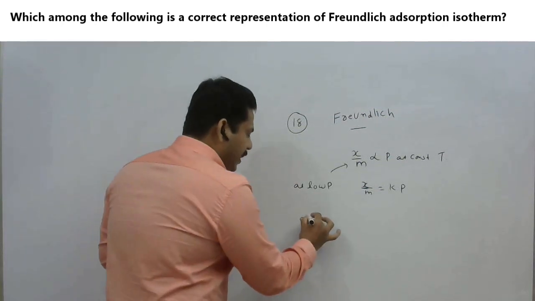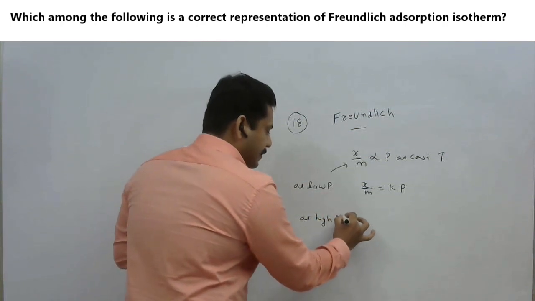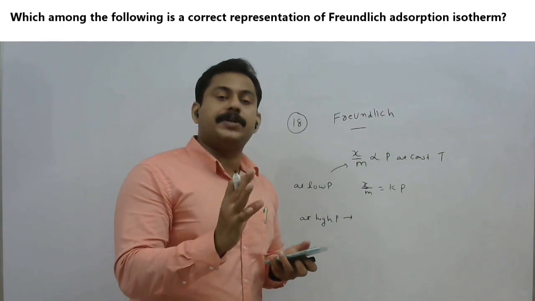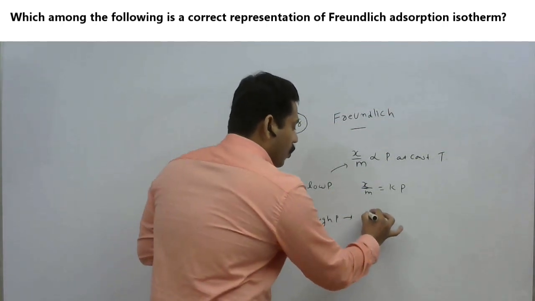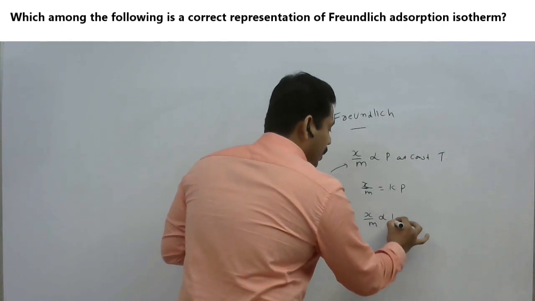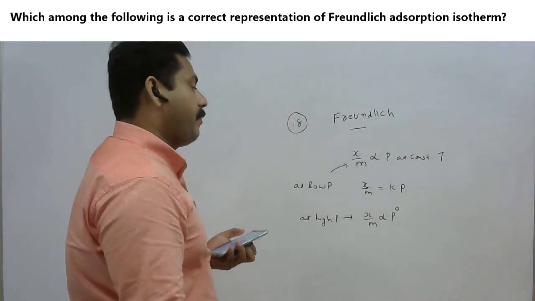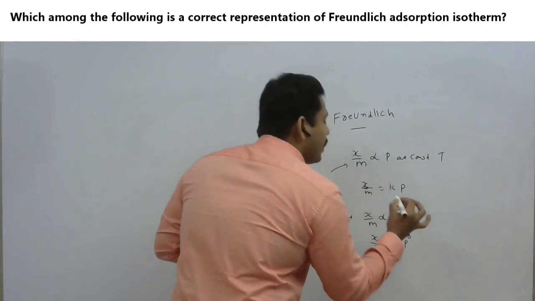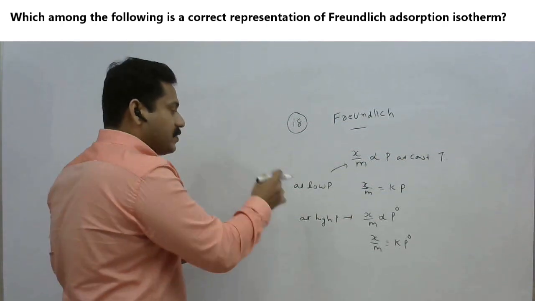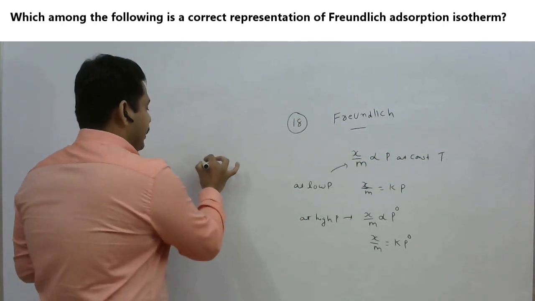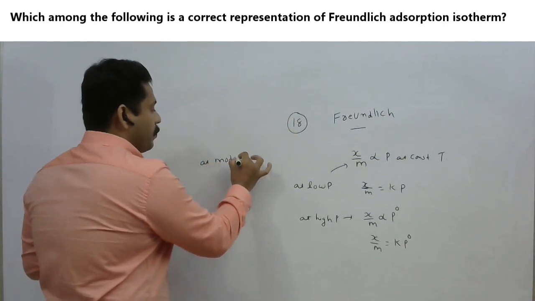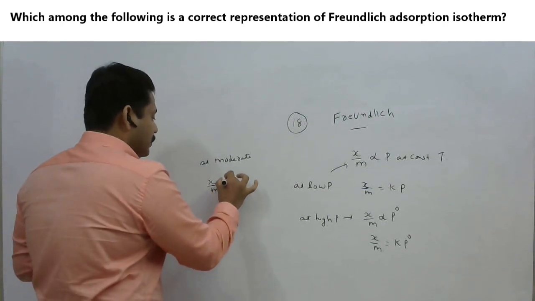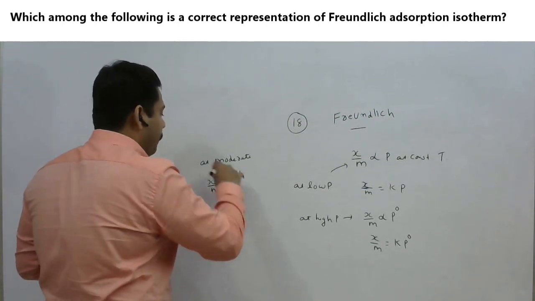Now, at high pressure, that is after the saturation pressure, the amount of gas adsorbed by the adsorbent is independent of the pressure, and thereby we can put X by M is directly proportional to P raised to 0. It is independent, right? So X by M is equal to K into P raised to 0. Now the pressure is ranging, that is at moderate pressure, we know that X by M is directly proportional to P raised to 1 by N, correct?